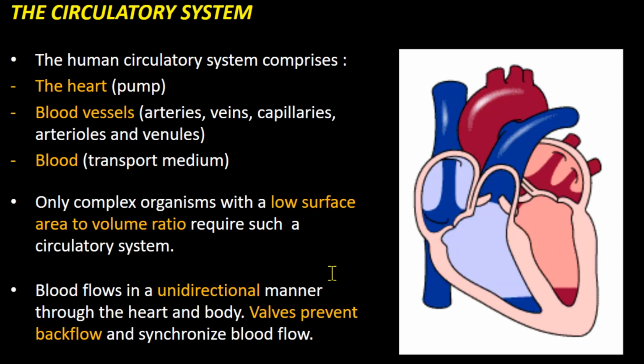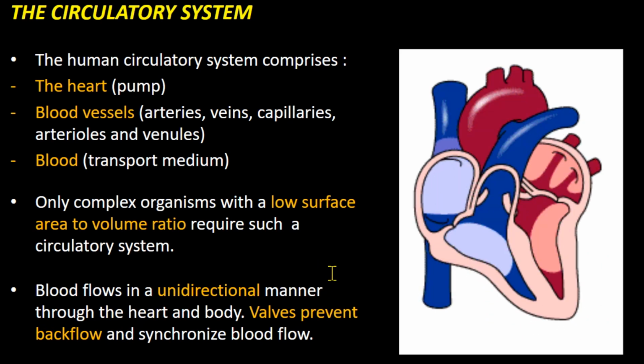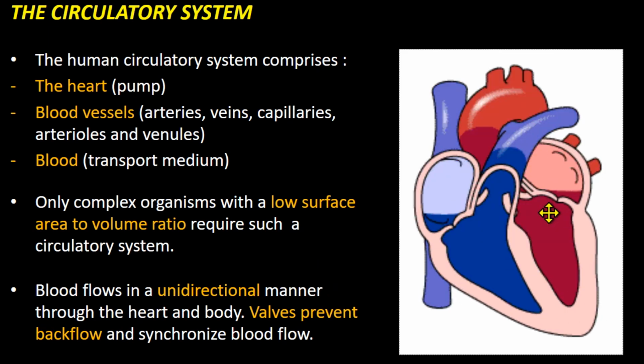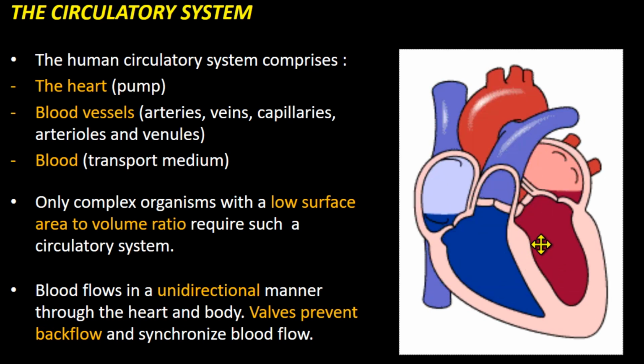So blood flows in a unidirectional manner, which means that it never flows backwards. To facilitate this, we have valves. Valves open and close to prevent backflow and synchronize blood flow. If we take a look at the diagram here, we'll see that we have two upper chambers. Each one is called an atrium, and we have two lower chambers. Each one is called a ventricle.